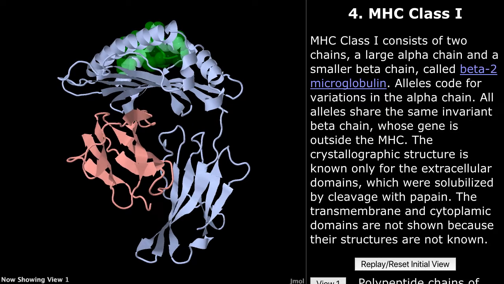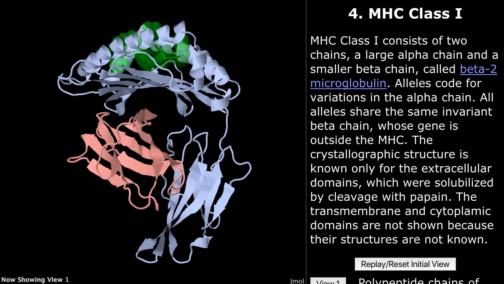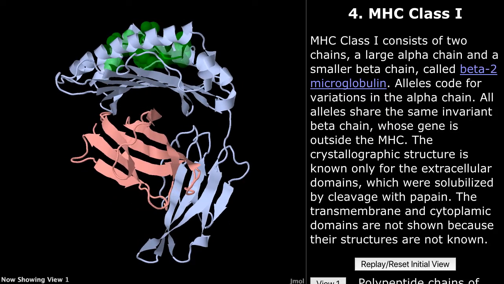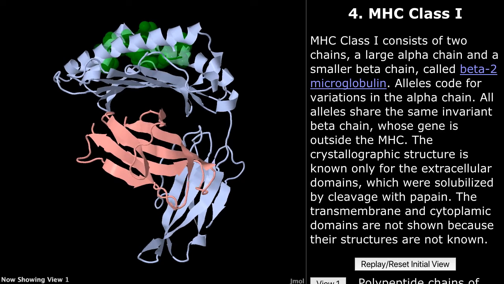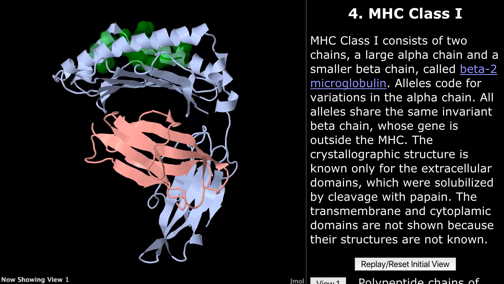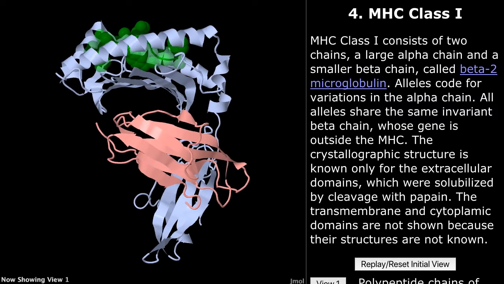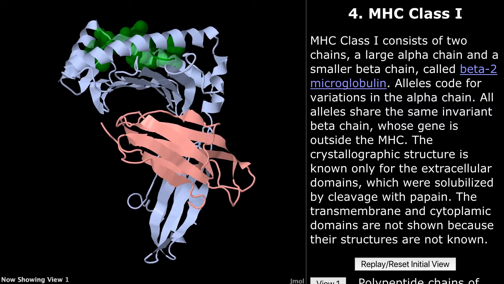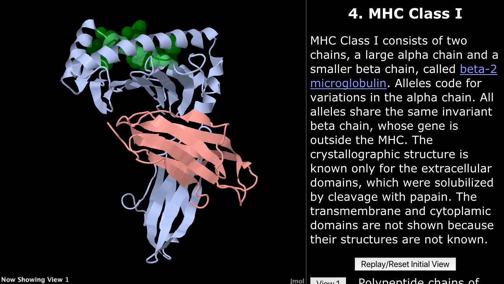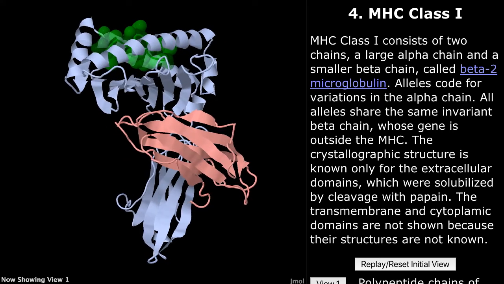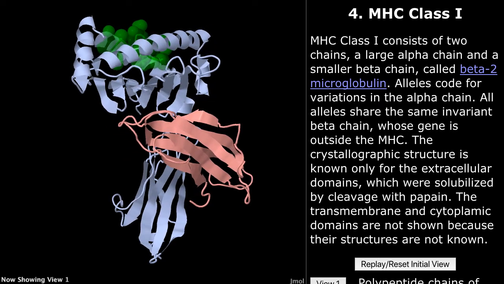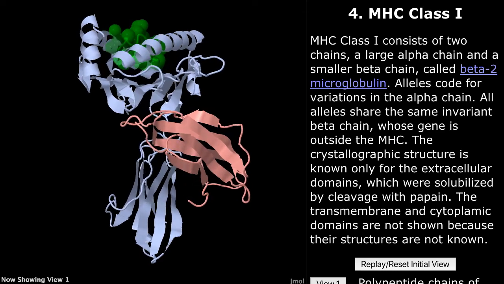Each of us has multiple genes for alpha chains called alleles. These provide different amino acid sequences for the groove in the alpha chain, thus enabling our alpha chains to accommodate the widest possible range of peptides. All the different alpha chains use the same invariant beta-2 microglobulin, shown here in the salmon color.